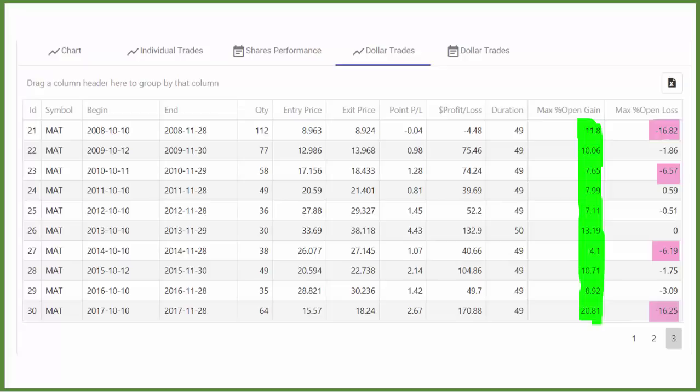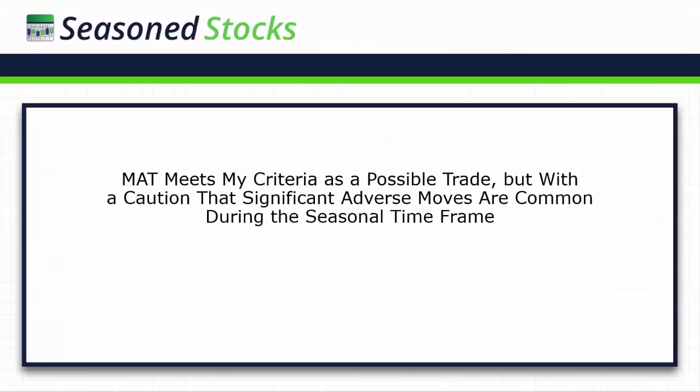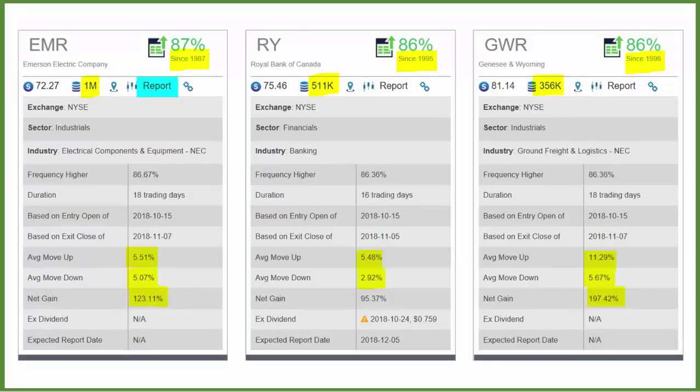So again, this is just the process. I'm narrowing down: is Mattel a stock that meets my criteria as a possible super seasonal? Absolutely. Mattel meets my criteria as a possible trade, but with a caution that significant adverse moves are common during the seasonal time frame. Again, the average move higher, or the maximum move higher compared to the max move lower is very beneficial, still very positive, but it doesn't negate the fact that there have been times that the market has moved lower. So, so far, I have GMP and I have Mattel as possible super seasonal opportunities for this week.